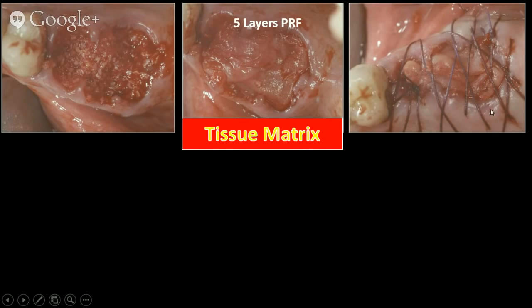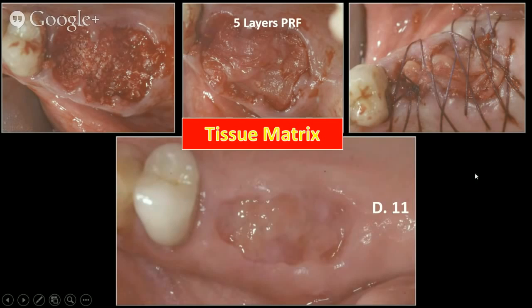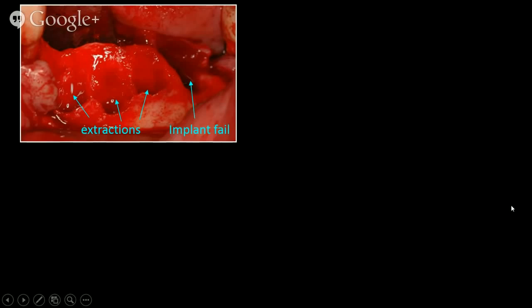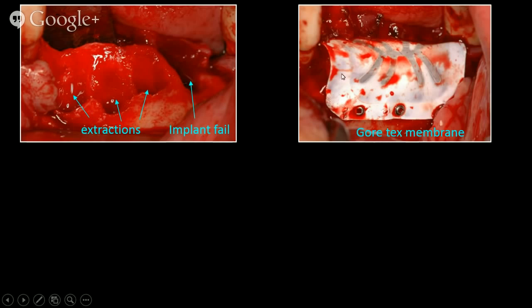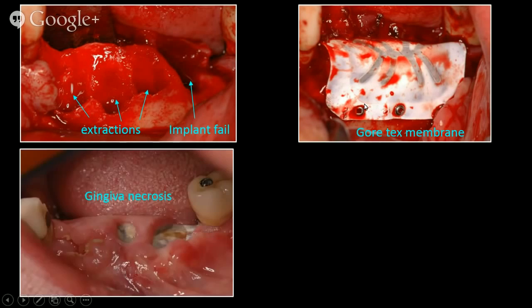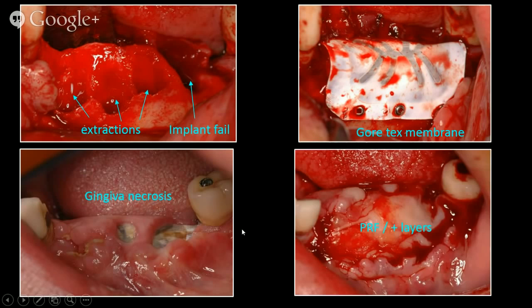And then with the fibrin, as it's a good tissue matrix, we will get a new gingiva in place of this fibrin. The concept of the matrix is always the same. In this case, we did extraction and we wanted to treat an implant failure, and the dentist wanted to use a Gore-Tex membrane to do a GBR. But the problem with the Gore-Tex is that sometimes we have some necrosis. It seems that we have to remove this Gore-Tex membrane, but we know that we cannot achieve a primary closure. But it doesn't matter. The fibrin will do the job.